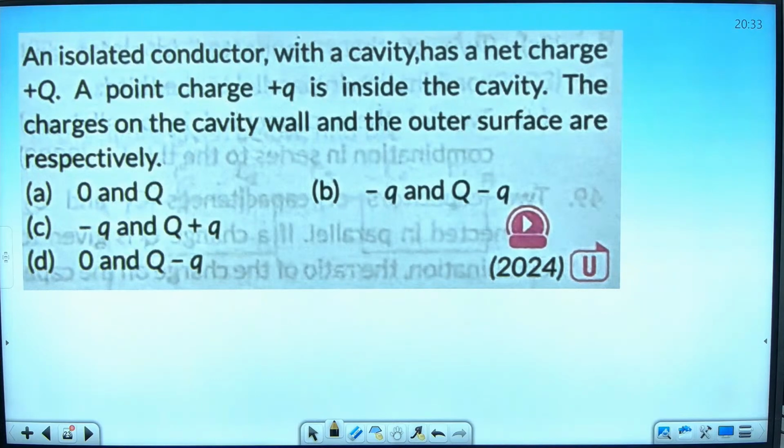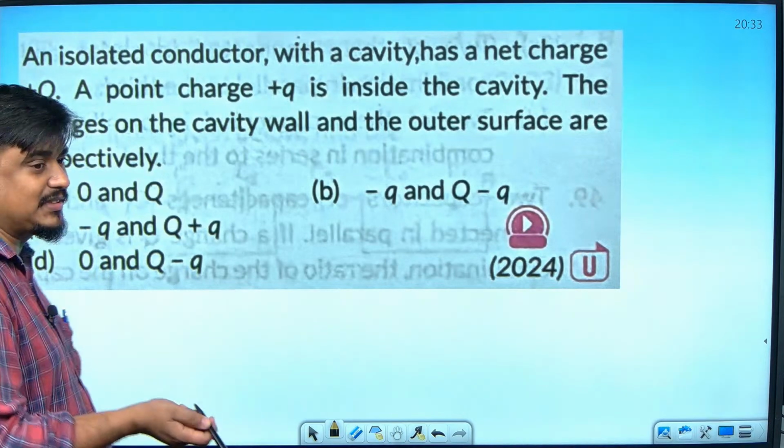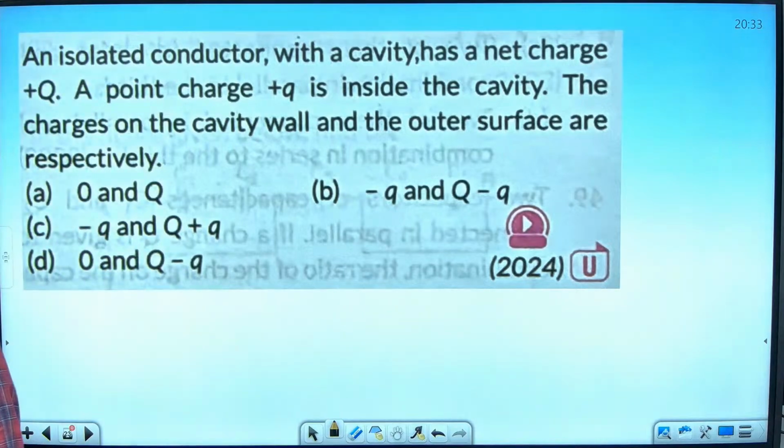Give a try. Good question. Last year it came, it is in the 2024 paper. The people who wrote the board exam this year, your seniors obviously, wrote it in March.